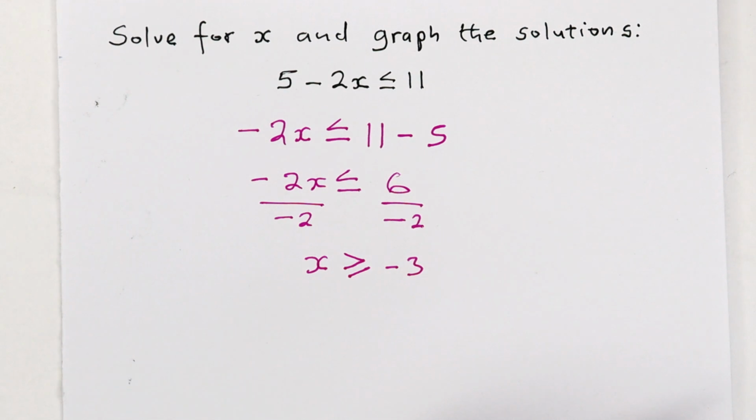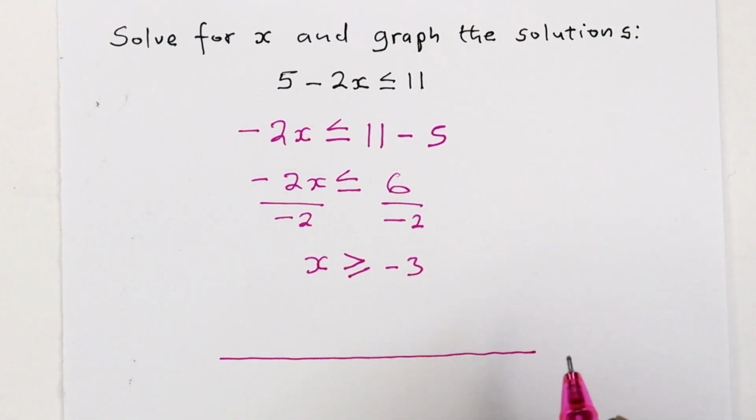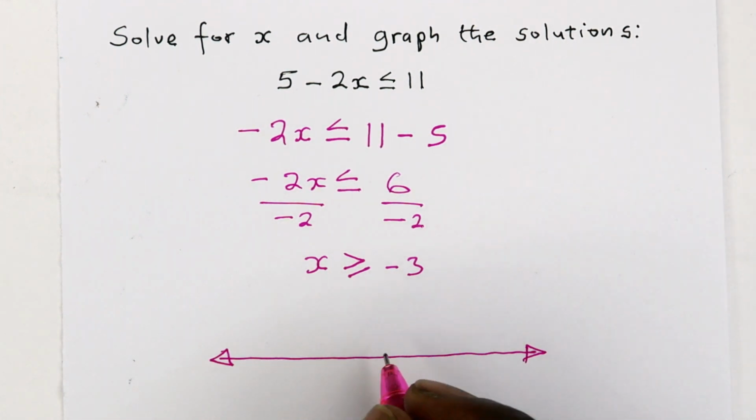To graph this, you just need to plot it on a number line. So we have the number line just going both directions. And then what we have is negative 3. So let's say that we have negative 3 at this point.